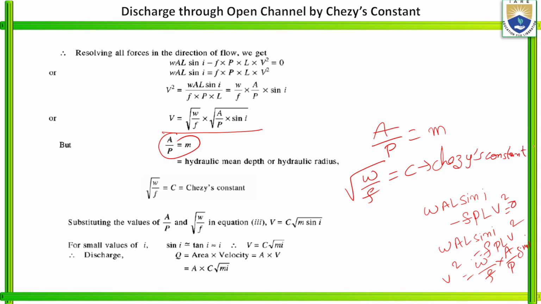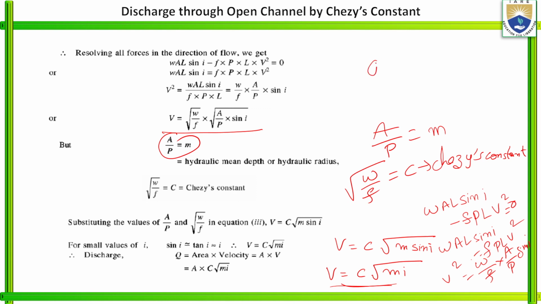Chezy's constant. Substituting all the values of A by P and W by F in the equation, finally we get V equal to C root of m sin I. For small values, sin I is equal to tan I is equal to I. So finally V is equal to C root of m I. This is the velocity.